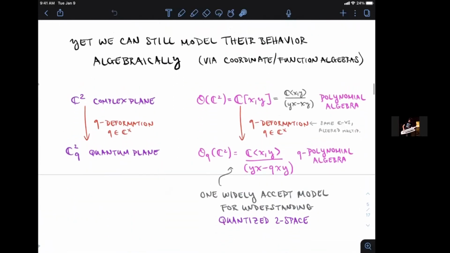One small question. Does this q serve the same purpose as in quantum calculus, for example, defining the q-binomial, q-vector spaces, etc.? Okay, yeah, thank you. Yep. Same q.